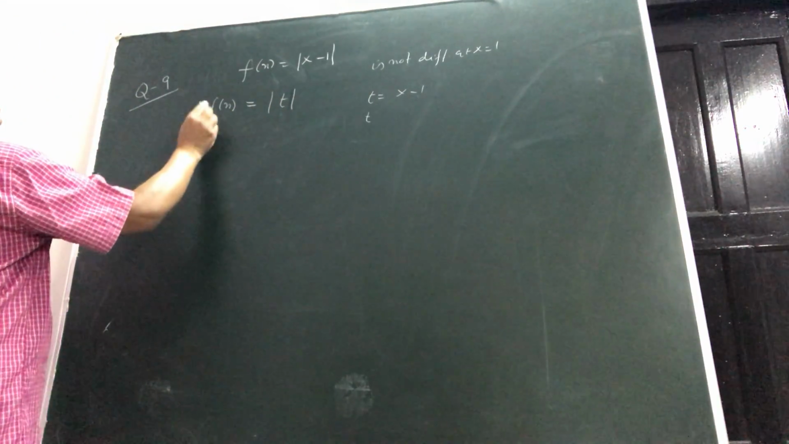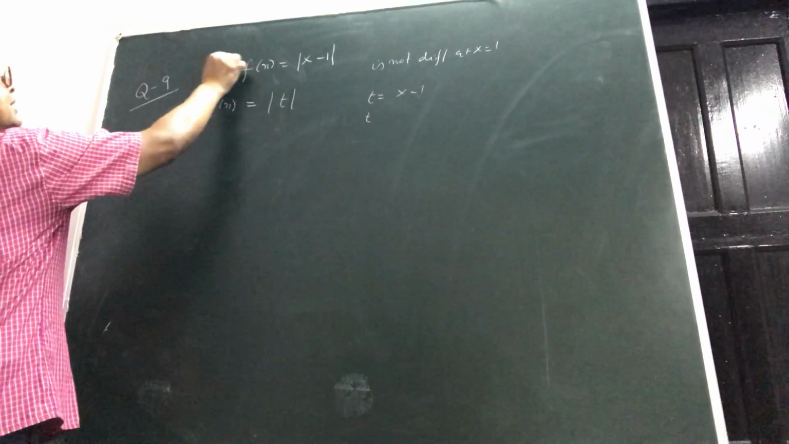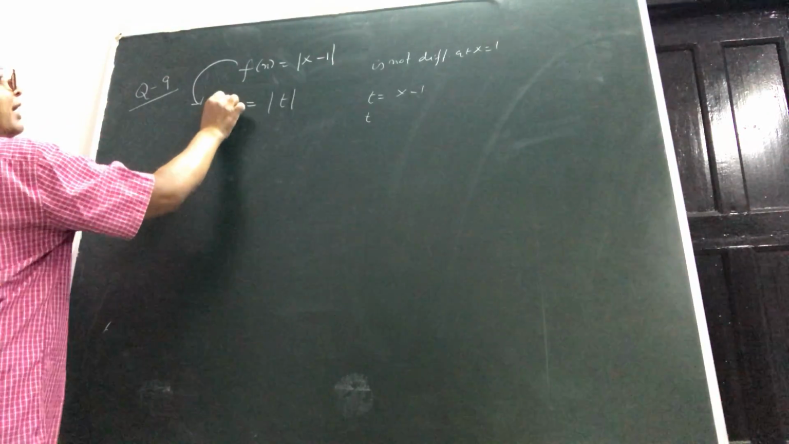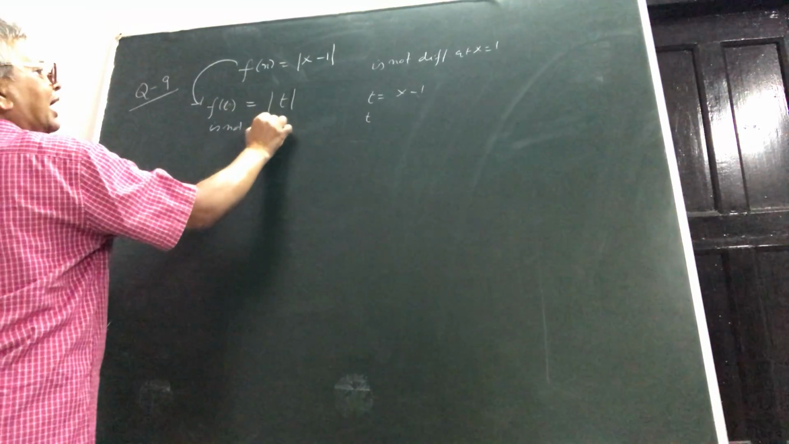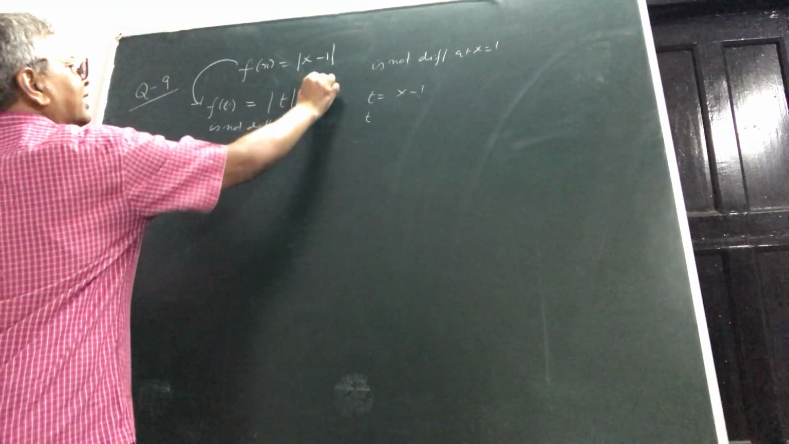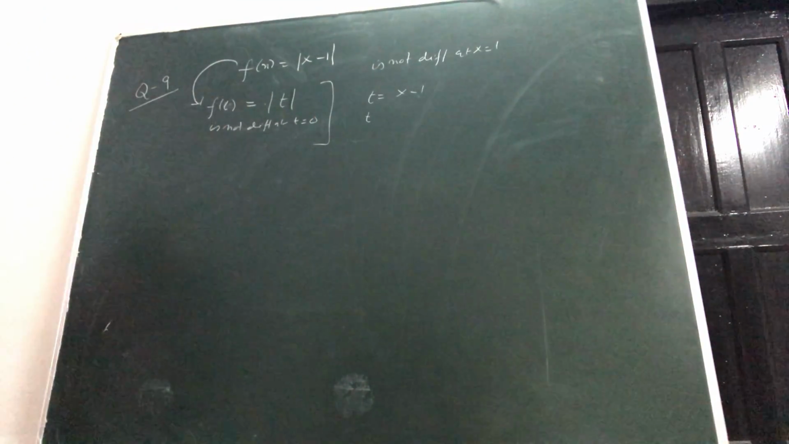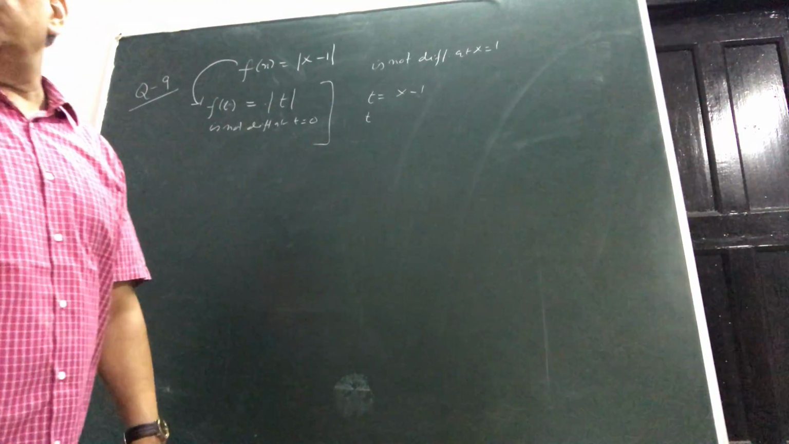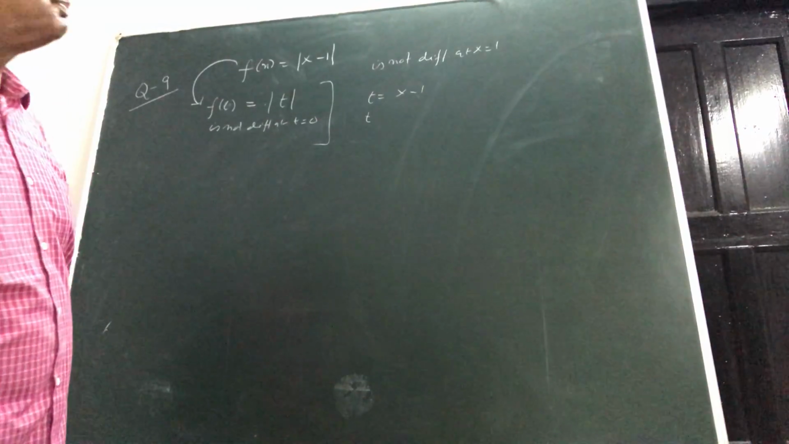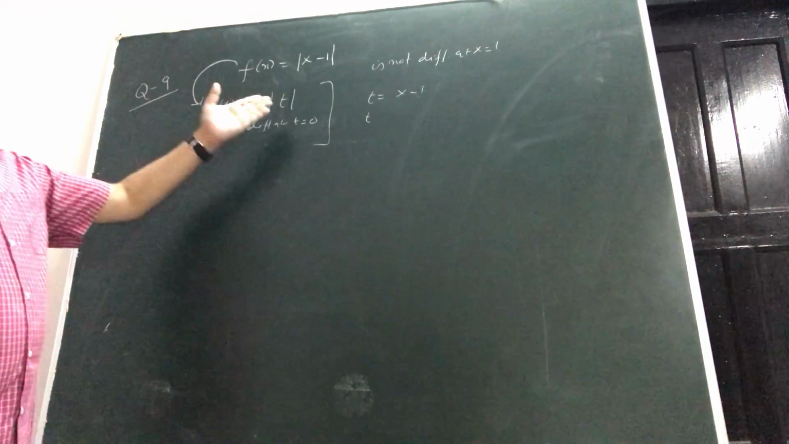So this question can be reframed as: show that f(t) = |t| is not differentiable at t = 0, and this is what we have just now done. So the proof is complete. Okay, this is what we need to do.